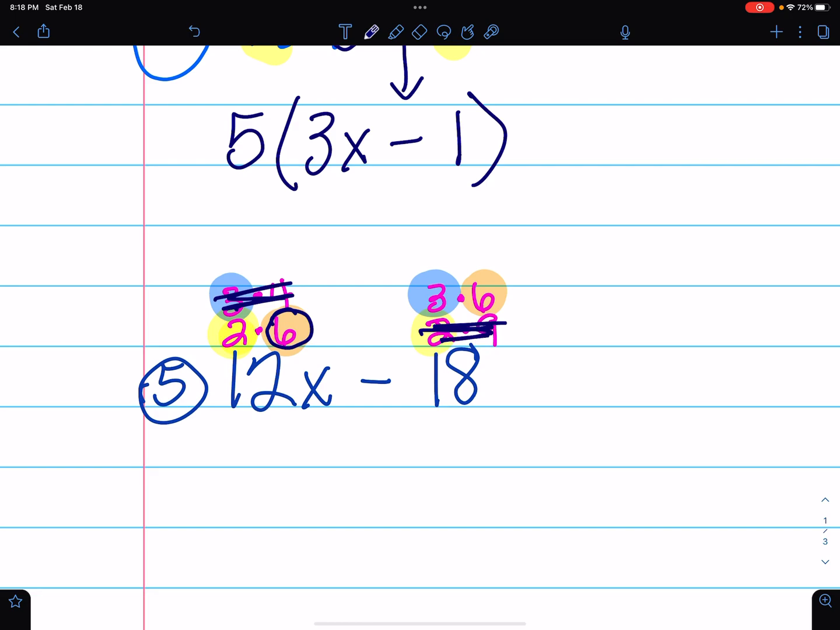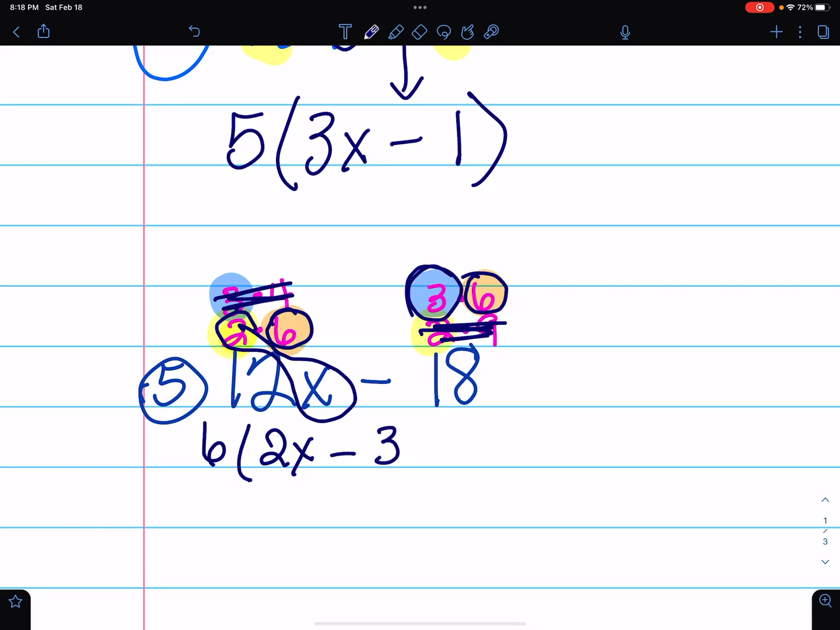So we're pulling the 6 out. So that means I have 6 from this side. All I have left on this side is the 2 and the x. Bring down that minus, and what I have left on this side is just the 3. I know that one is a little bit more complicated. Believe me, you're going to be looking at this again next year.